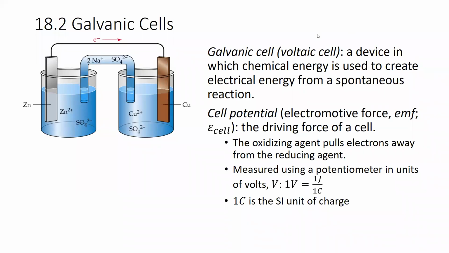We will start today with section 18.2, which is galvanic cells or voltaic cells. There are two names for the electrochemical cell that we're going to talk about. You can call them either galvanic cells or voltaic cells. It's the same idea. It's a device that uses chemical energy to create electrical energy, and it's from a spontaneous reaction.